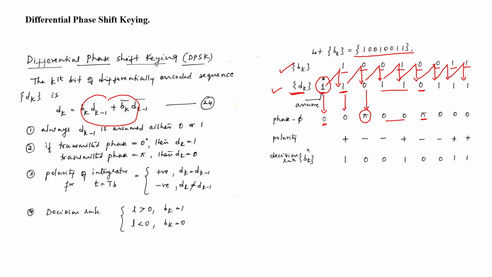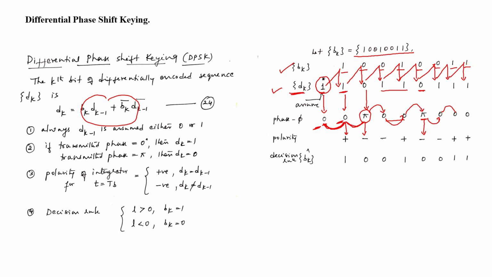Now what will be the polarity of the integrator? You observe here the polarity of the integrator. The previous phase and the next bit phase are same, therefore positive polarity. dk minus 1 is equal to dk. Here dk minus 1 is not equal to dk, therefore polarity is negative. Similarly, polarity is negative. Polarity is positive because both bits are same. Polarity is negative here. Again, polarity is negative here.